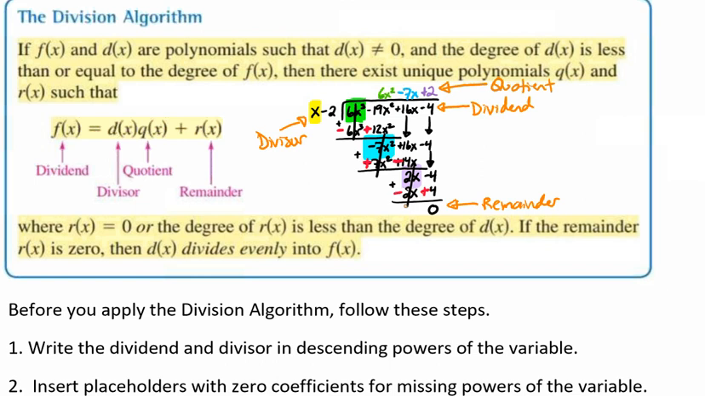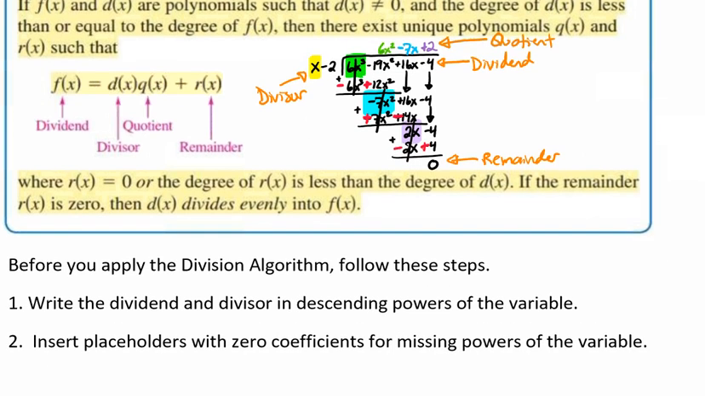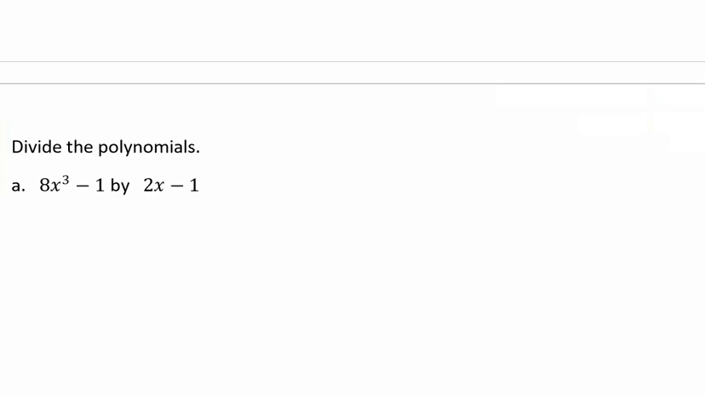So there are some important things to know before you apply the division algorithm. There are some steps to follow. You want to write the dividend and the divisor in descending powers of the variable. And you want to insert placeholders with 0 coefficients for missing powers of a variable. So we're going to do an example, and hopefully that will help make sense a little bit. We're going to take 8x to the third minus 1 and divide it by 2x minus 1.